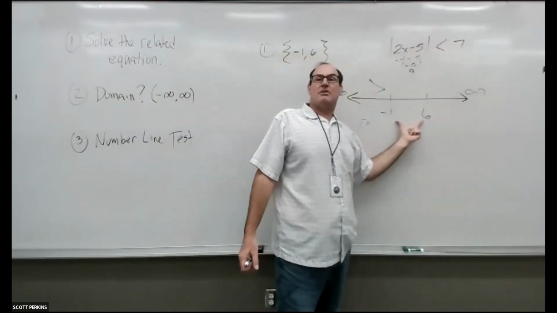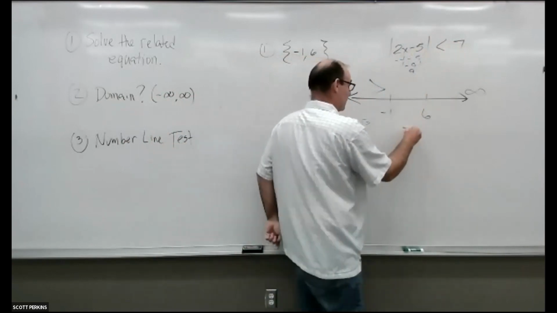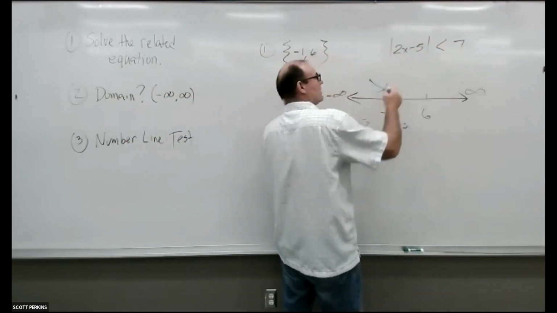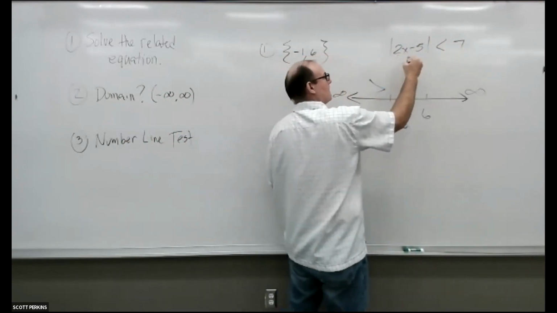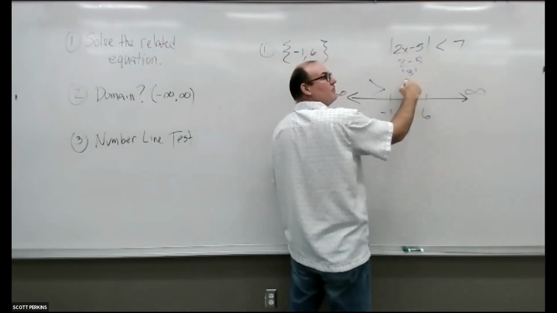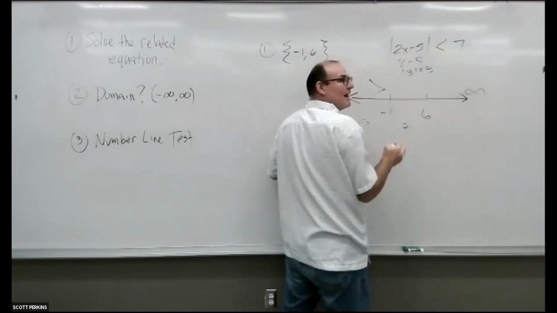Give me a value between -1 and 6. 4. Super. So let's plug 4 in. What's 2 times 4? 8. And 8 minus 5 is 3. What's the absolute value of 3? Is that less than 7 or is that bigger than 7?